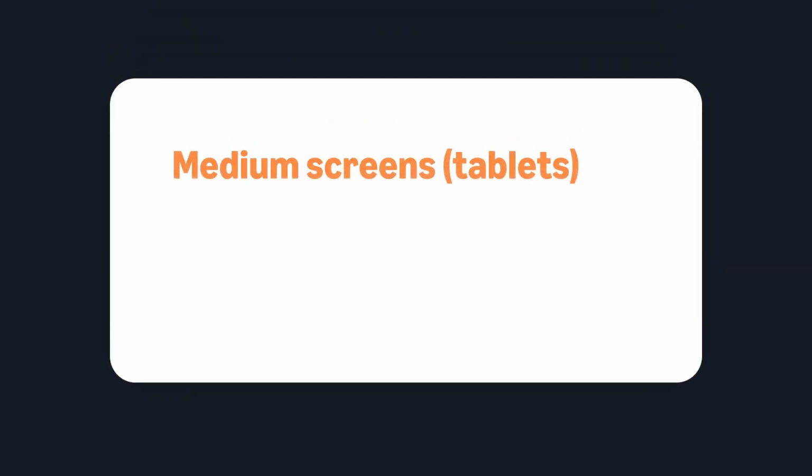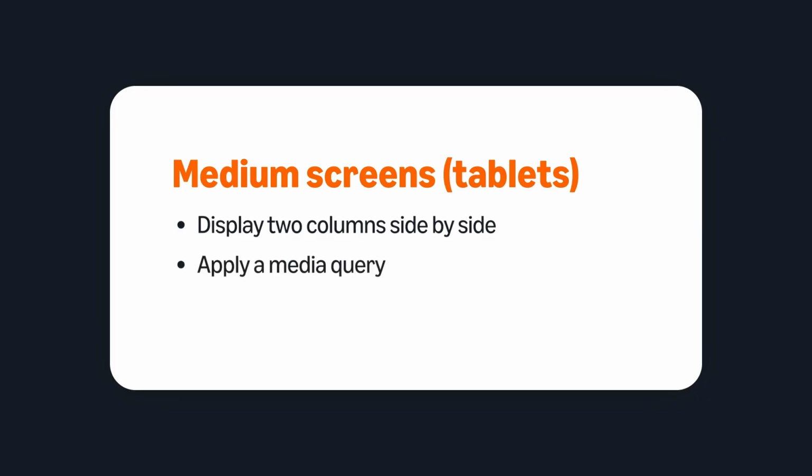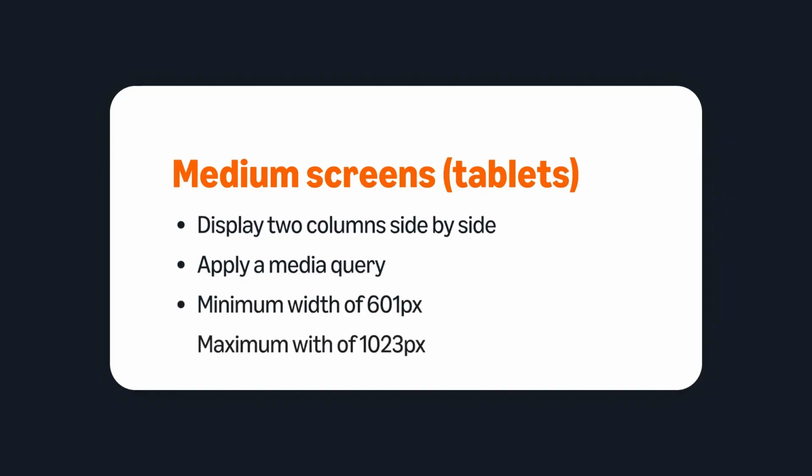But what about smaller and more portable devices we all use every day? For medium-sized screens such as tablets, you could display 2 columns side by side to more effectively utilize screen space. Do this by using a media query for screens with a minimum width of 601 pixels and a maximum width of 1023 pixels.